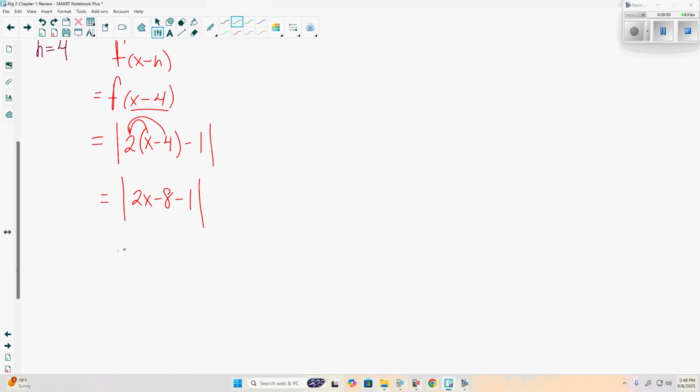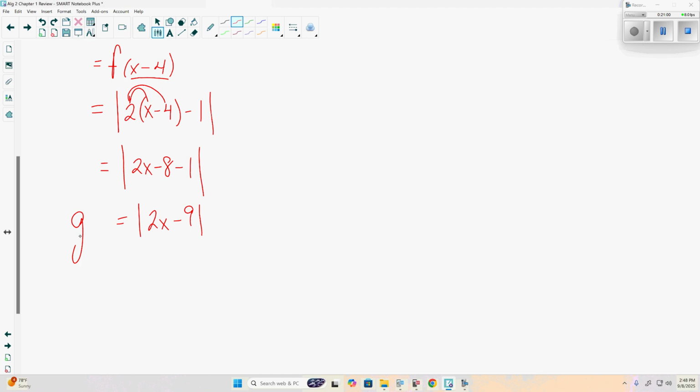Before we can say this step is done, we can combine like terms. Telling us after we move this function 4 units to the right, we get the absolute value of 2x minus 9. Questions on the right for before we move it up 3.